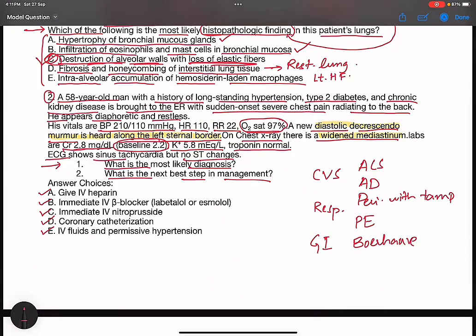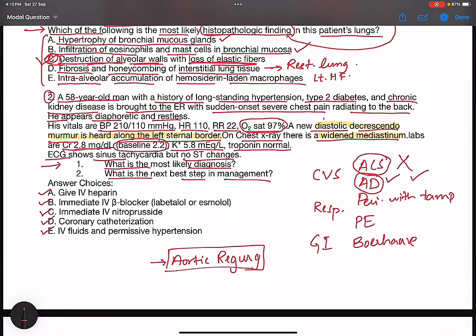So what do we have? If this patient had ACS, then his ECG would show some changes. So it is not an ACS. For aortic dissection, this patient has a widened mediastinum, which again correlates with aortic dissection. A new diastolic decrescendo murmur along the left sternal border again correlates with aortic dissection. This new murmur, a diastolic decrescendo murmur along the left sternal border, is actually an aortic regurgitation.